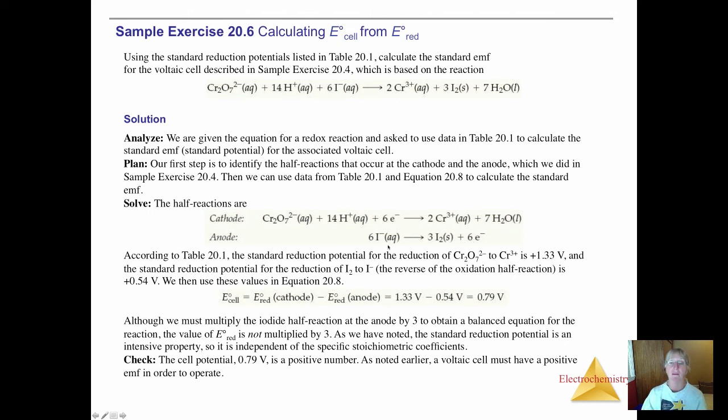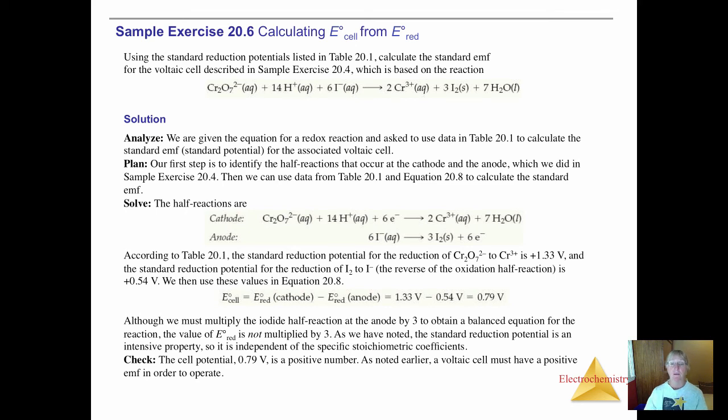And when I go get the values, the cathode value for the reduction of dichromate to chromium is a positive 1.33. The standard reduction potential for this reaction written in reverse from the chart is a 0.54. So we always go cathode minus anode, boom, there is the voltage of the cell.